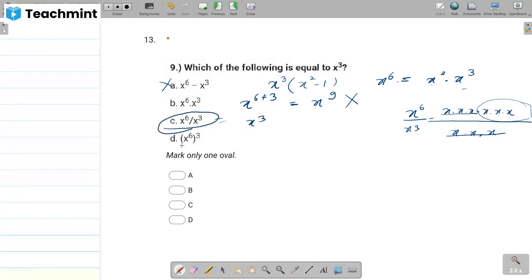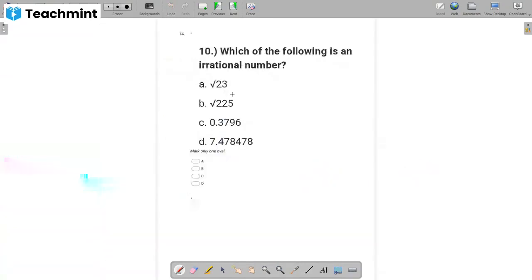And if you see the last one, then using the laws of exponents, x raised to the power m, raised to the power n, we will simply multiply the powers. So here when you simplify, you will get x raised to the power 6 multiplied by 3, which is 18. So the correct option is option C, because this value is equal to x cube, right? Let's move to the next question.